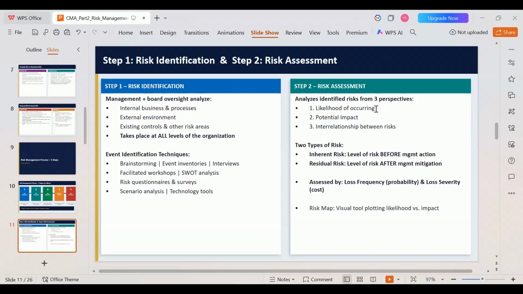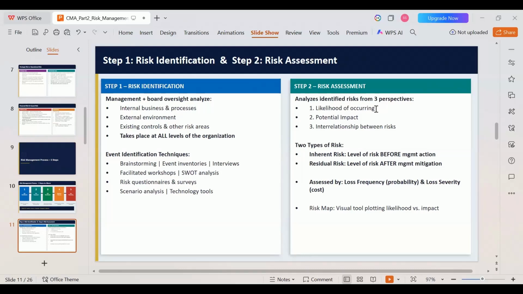Then comes potential impact. Suppose this risk is occurring in our business, how much loss do I have to suffer? That is potential impact. Then interrelationship between risks. As I told you, there are some risks in a company that are interrelated. One risk will cause two or more other risks for the firm. Such interrelated risks should be resolved first, because if you find the solution for that first primary risk, you will be able to solve the other two risks. So these are the steps that we take in risk assessment.